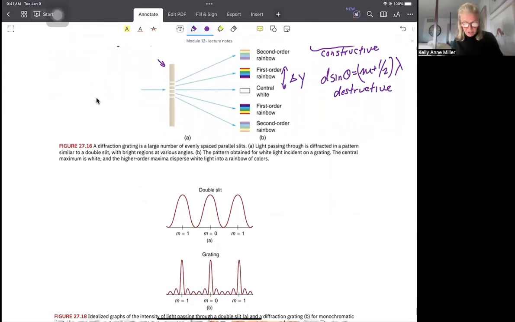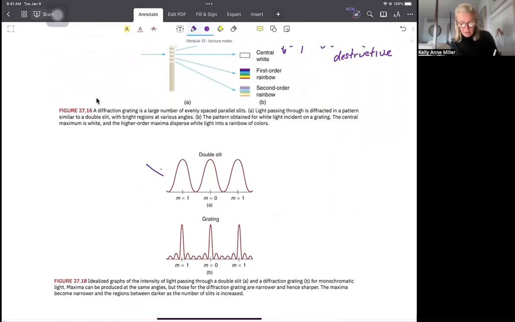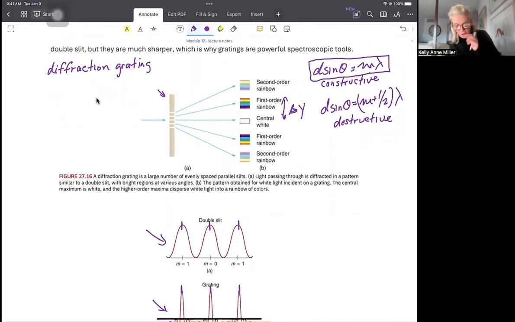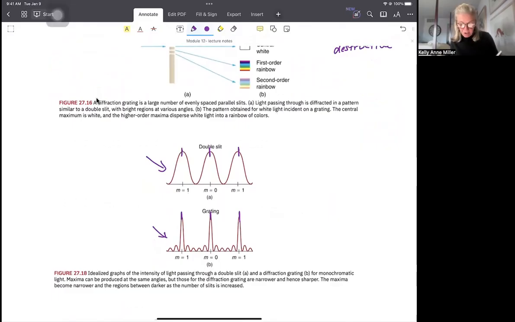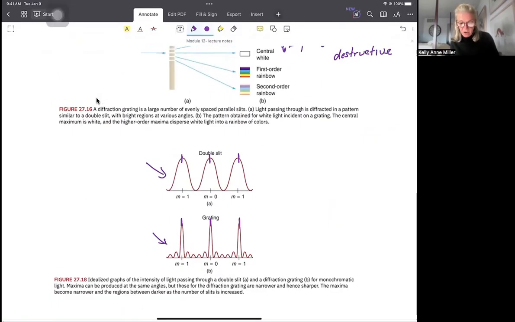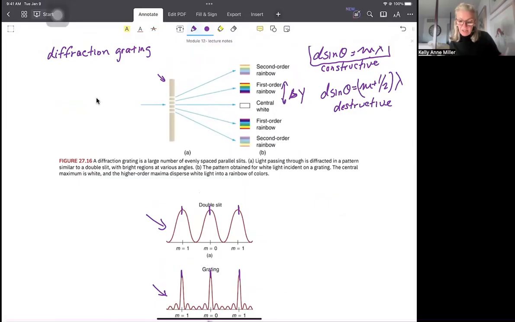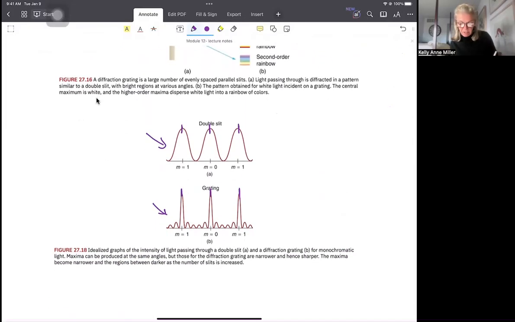Actually, you can see it really well here. This is what the pattern looks like when you have a double slit. This is what the pattern looks like when you have a grating. You notice that the central peak is lined up in both situations, right? Which is what I said before, the delta Y, the fringe spacing, is the same, but you have this sort of secondary structure with the grating where it separates out all the colors in the higher order patterns. Okay, which is what we see with these smaller bumps here.